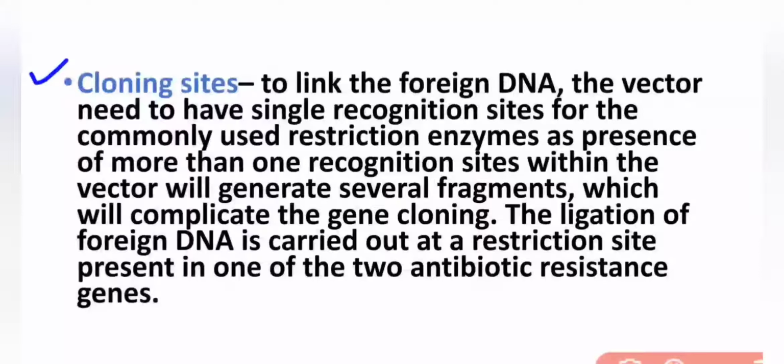By using the restriction enzymes, we will cut this recognition site, and after the action of the restriction enzymes, fragments of the DNA will be formed, where we will ligate the foreign DNA and then the recombinant will be formed. Here we have to keep one more point in mind, that is, we have to use the restriction enzyme which will make a cut within the selectable marker region of the vector.